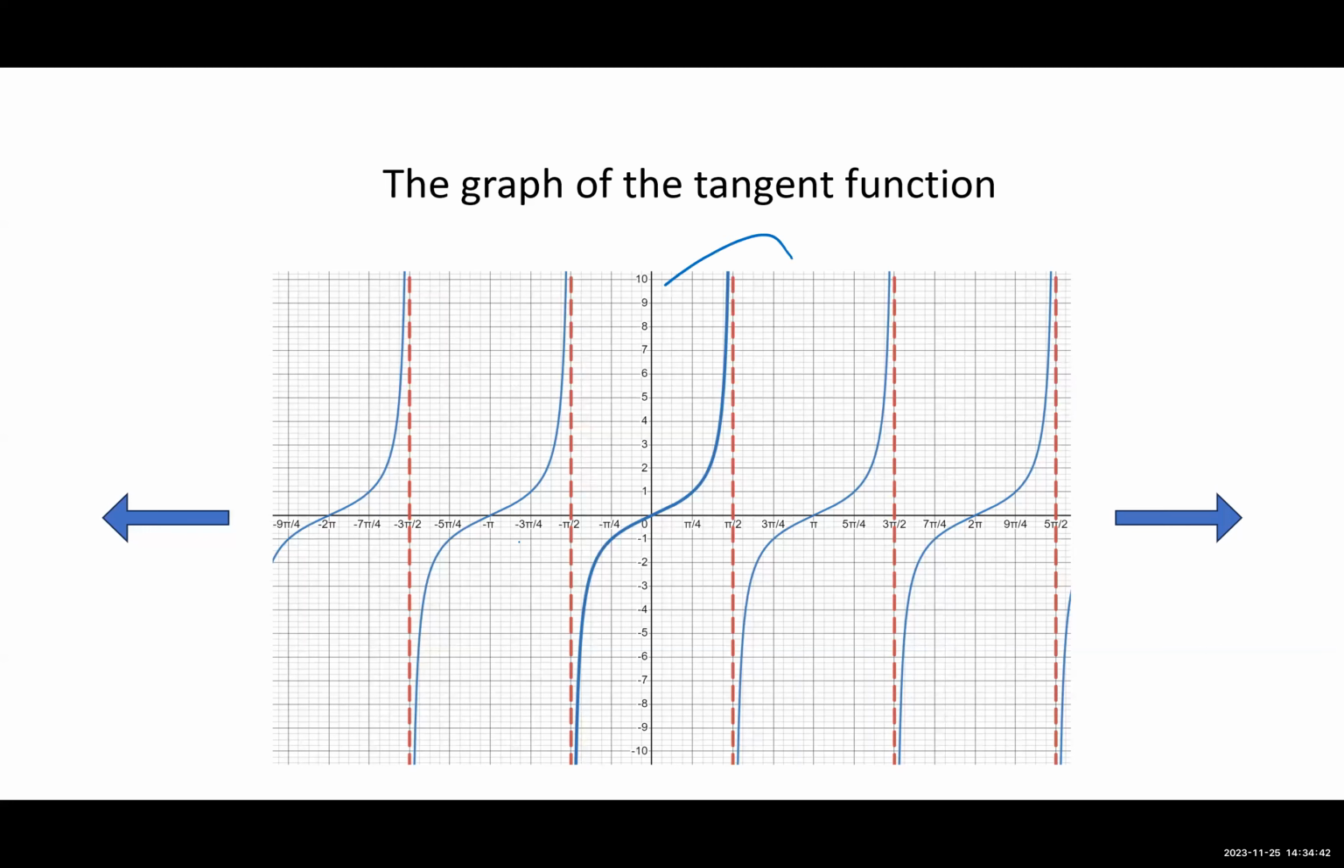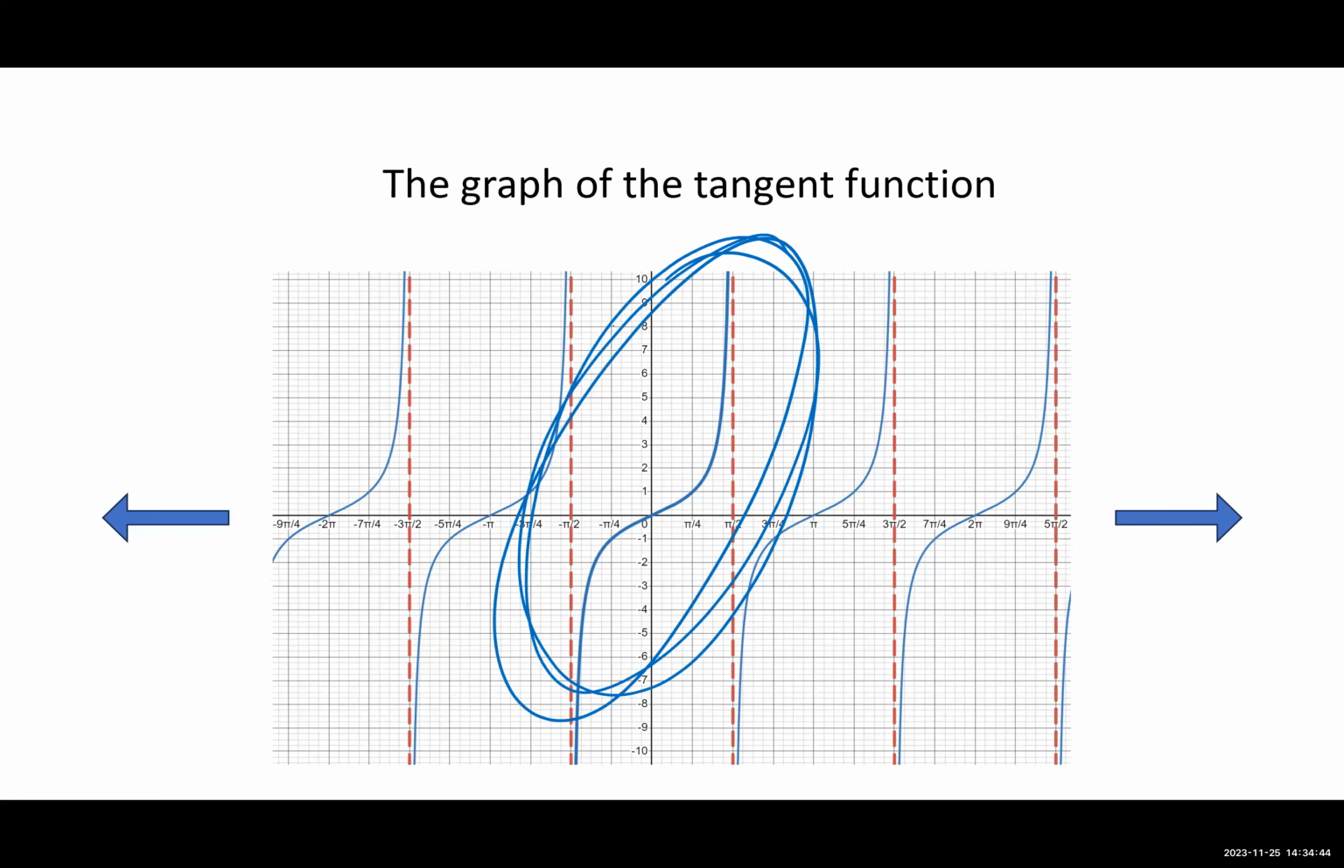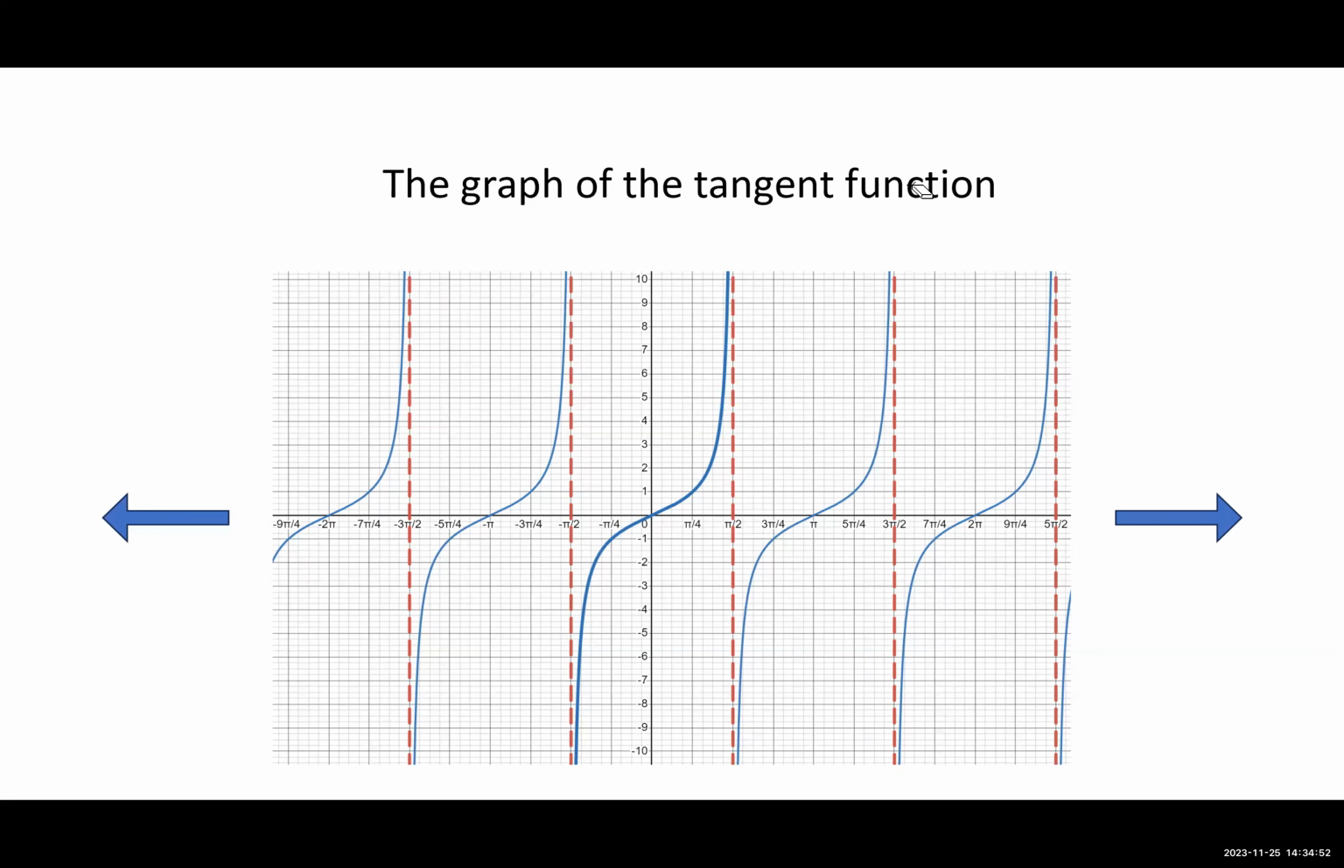On the previous slide, we just graphed that portion of the graph between negative pi over 2 and pi over 2. Then we got another copy over here to the right, another copy to the right, another one to the left, another one to the left, and it keeps going infinitely in both directions.